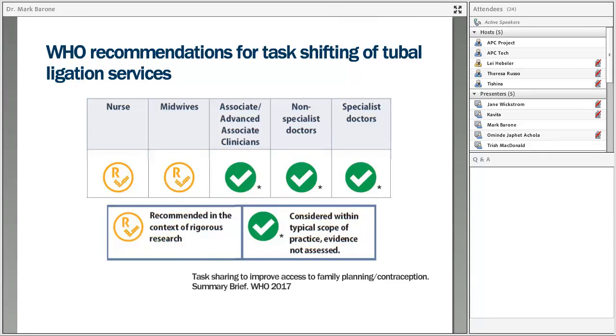In 2012, WHO released guidelines for optimizing health worker roles to improve access to maternal and newborn health interventions through task shifting. I abstracted the information on this slide from a summary brief published by WHO last year. You can see on the left-hand side, it is recommended that nurses and midwives conduct tubal ligation only in the context of rigorous research. Those are the yellow circles. Tubal ligation was considered by WHO within the scope of practice for associate and advanced associate clinicians, although you can see by the note that the evidence to support this recommendation was not reviewed as part of the guideline process.